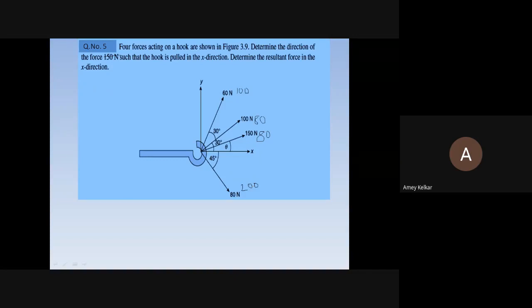Vedika, understood what change you have to make? Yes, sir. Solve fast. How much time will you require? Just two statements you have to make: summation fx, summation fy. From summation fy, you'll get theta. From summation fx, you'll get R. Don't make silly mistakes in calculations. That's it.